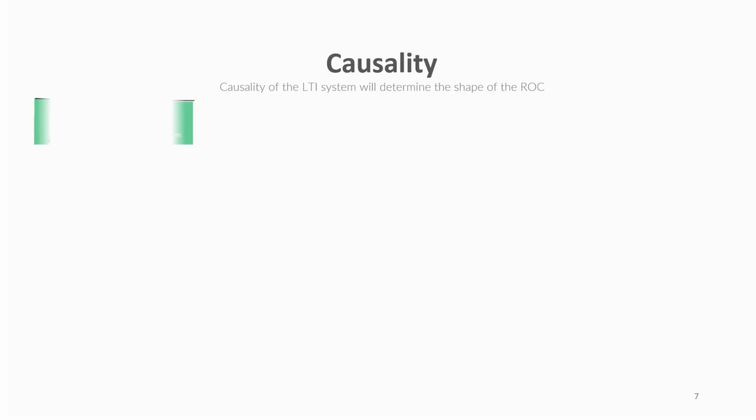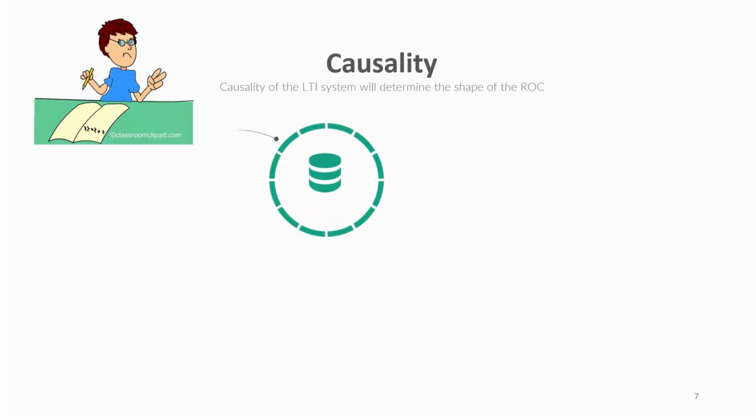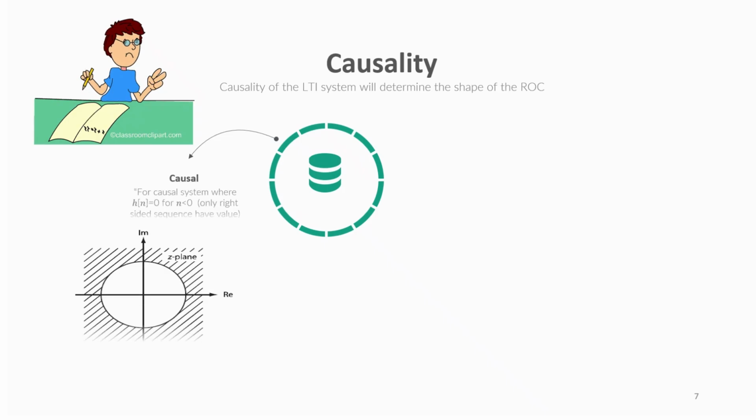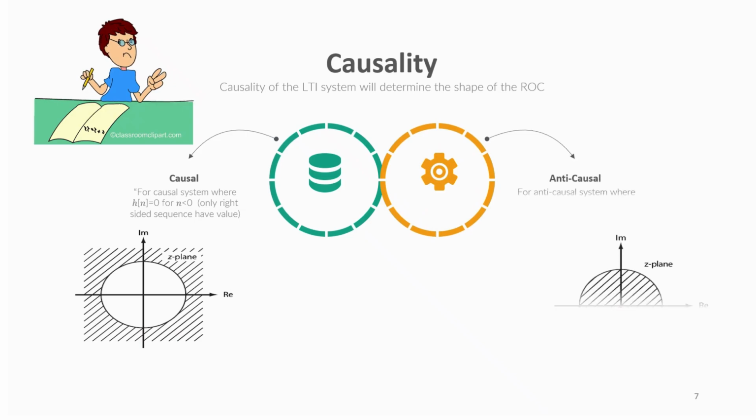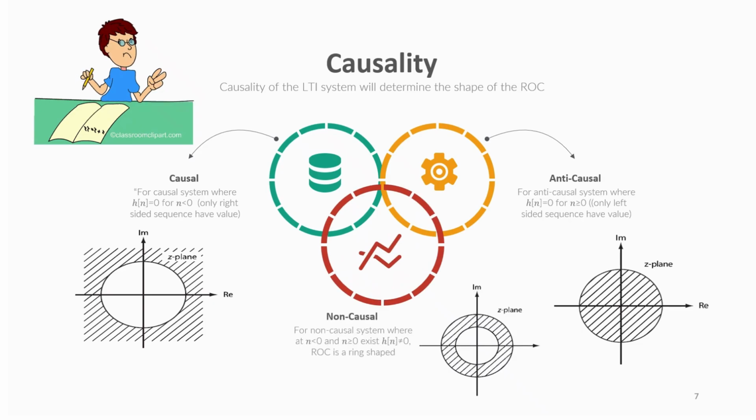Let's talk about causality and how it affects the region of convergence. Causality determines how the region of convergence is shaped in an LTI system. Causality in the Z transform will determine the shape of region of convergence. In a causal system, the impulse response is 0 for all negative n values. So, in the Z plane, its region of convergence lies outside the outermost pole. In an anti-causal system, impulse response is 0 for positive n values and nonzero for negative values. So, the region of convergence lies inside the innermost pole. In a non-causal system, the impulse response has values for both n values. Here, the region of convergence forms a ring between two poles.